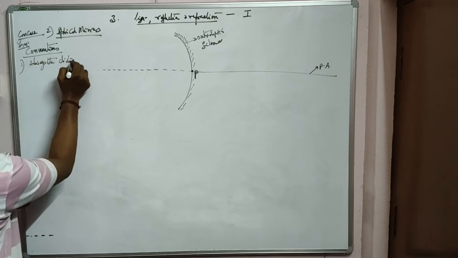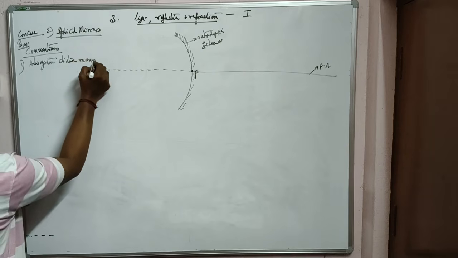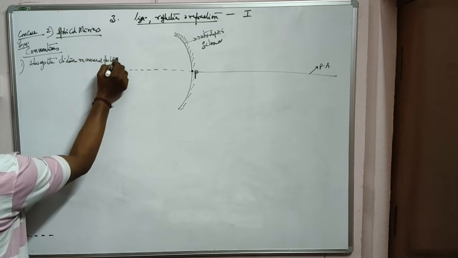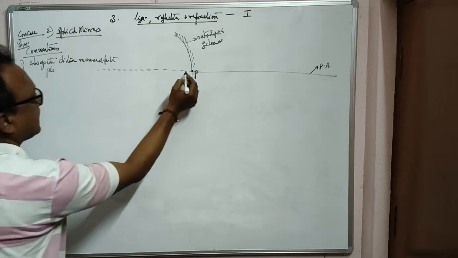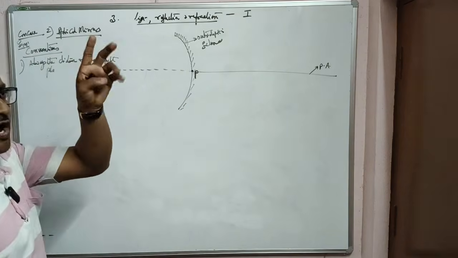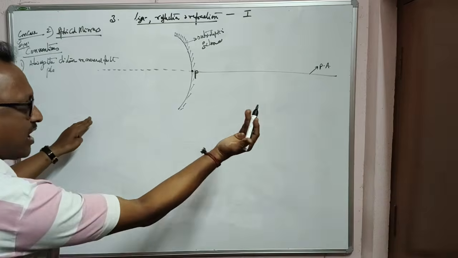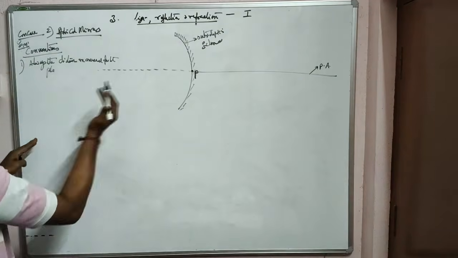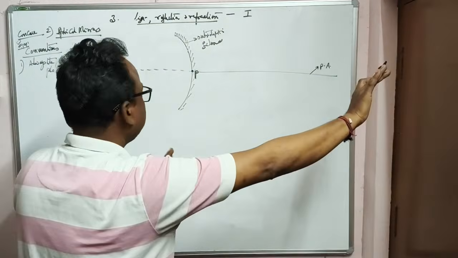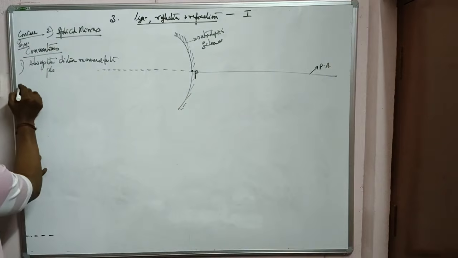Always the distances are measured from the pole only. Pole means the center of the mirror; in lenses, it is the optic center. Okay? So always the distances are measured from the pole, like this or like that. That is the first point.